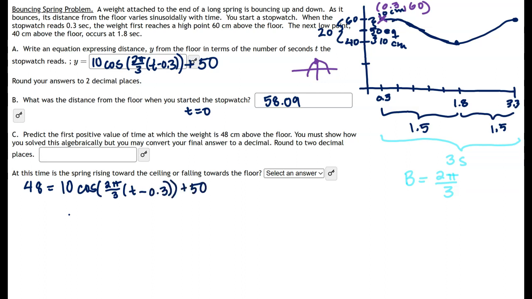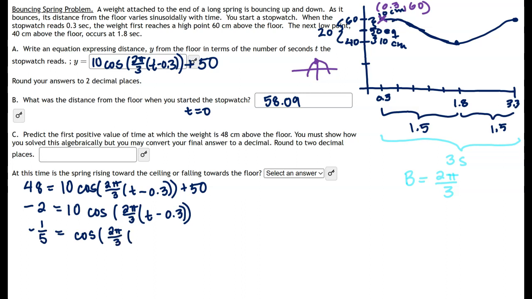My first step will be subtracting 50 from both sides. We're trying to isolate the cosine. And then I'll divide everything by 10, giving me negative 1/5. And now I'm ready to think about the unit circle.